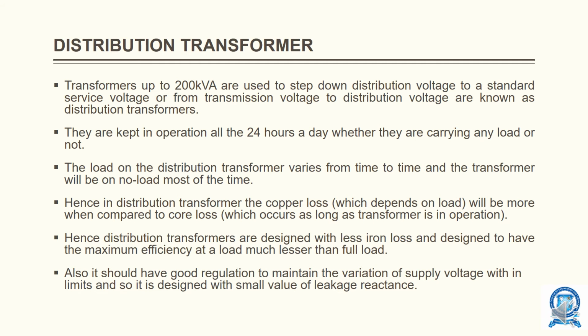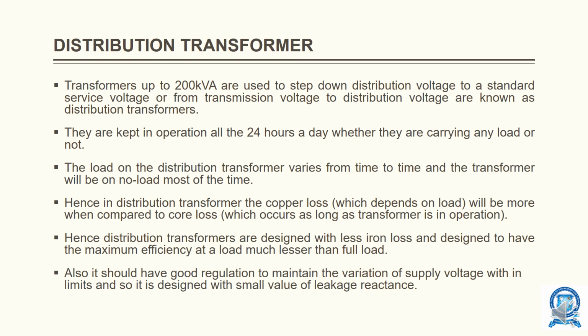Transformers up to 200 kVA used to step down distribution voltage to a standard service voltage, or from transmission voltage to distribution voltage, are known as distribution transformers. They are kept in operation all 24 hours a day, whether they are carrying a load or not. The load on the distribution transformer varies from time to time, and the transformer will be on no load most of the time. Hence, in a distribution transformer, the copper loss will be more when compared to core loss.